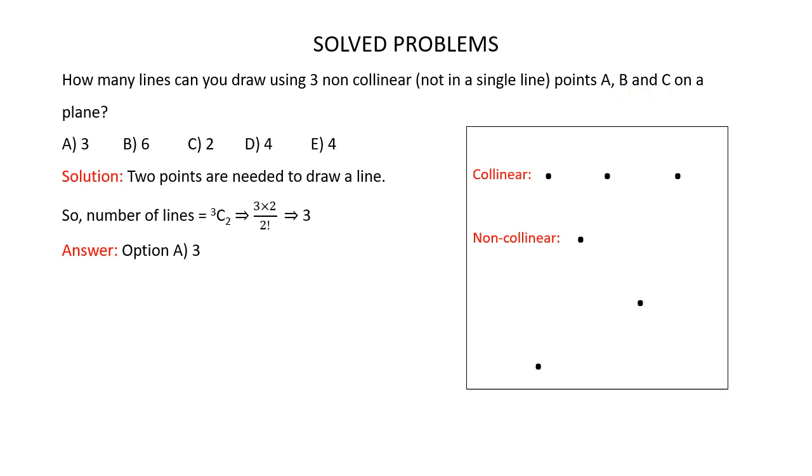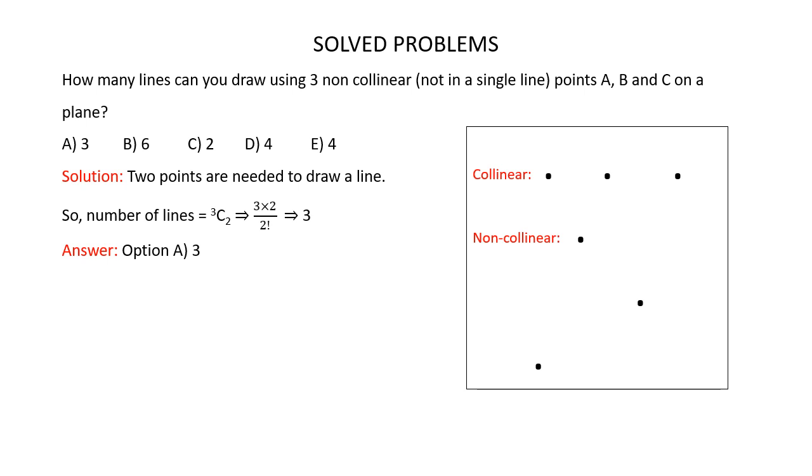Now we know that 2 points are needed to draw a line. So 2 points have to be selected from the given 3 non-collinear points. So number of lines is equal to 3C2. 3C2 can be written as 3 multiplied by 2 divided by 2 factorial. Now 2 factorial is 2. So the 2 in the numerator and 2 in the denominator gets cancelled out.